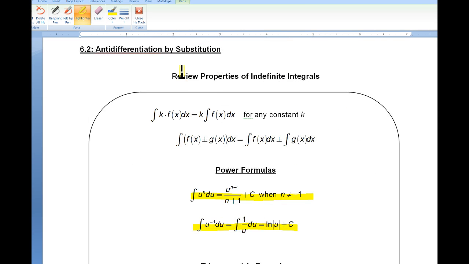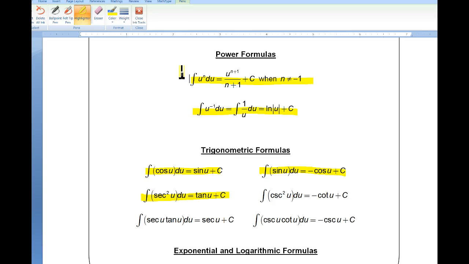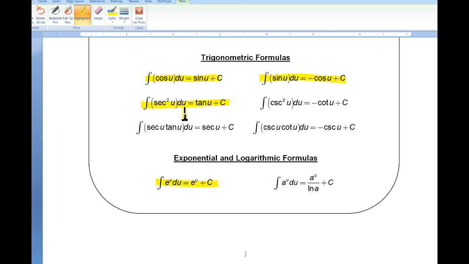Yeah. So for you guys, you need to know the power rule. You need to know the one with the -1 is the ln. And you need to know the antiderivative for cosine, sine, and secant squared. And you need to know the e to the x. Those are the only ones that you guys need to know.